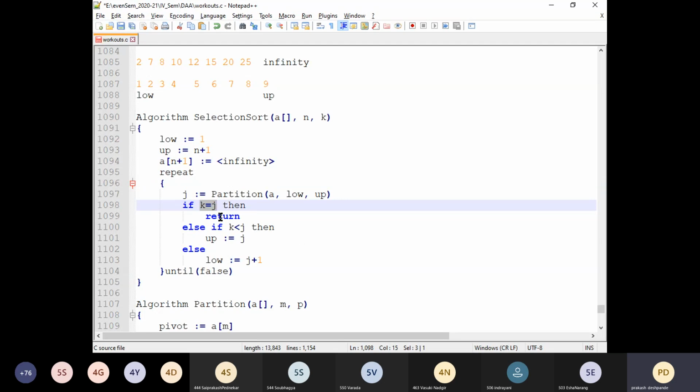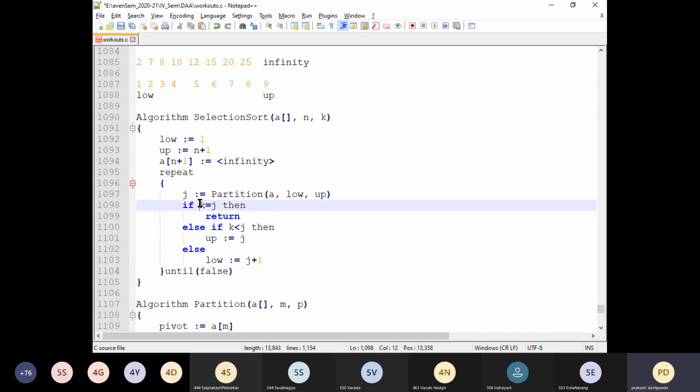If that is so, then I need not continue further with my selection sort technique because I have found the solution. Whatever j value has been returned the first time by the partition, if that itself is the kth position or the k value, then the solution has arrived. So stop proceeding further. That is one possibility.